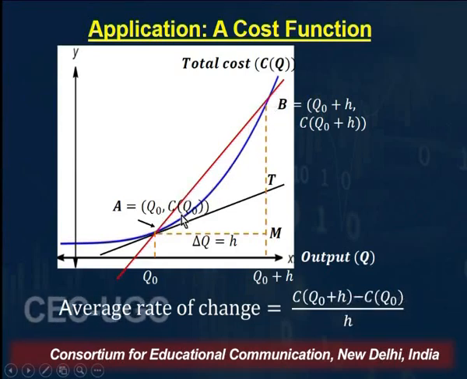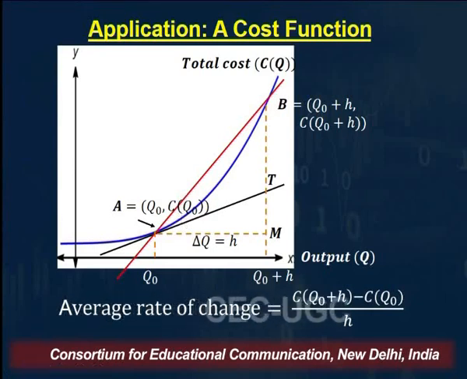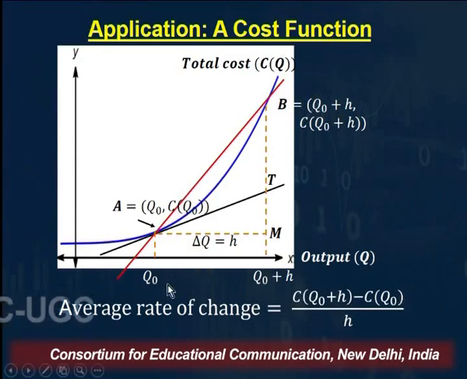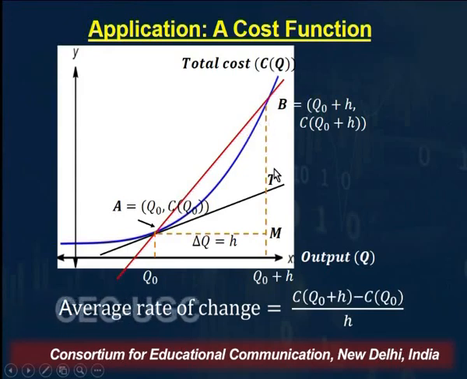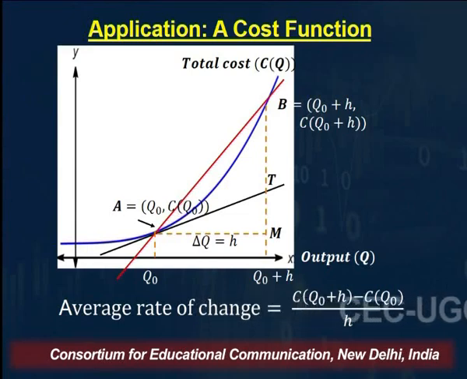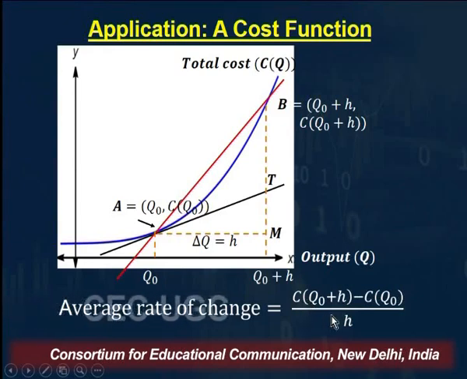This then gives us the average rate of change, which tells us how the cost changes as the quantity produced increases from Q naught to Q naught plus H. By the way, if you notice here, this is also nothing but the ratio BM divided by AM, that is your average rate of change. And this we can develop further to develop the idea of the instantaneous rate of change, which will be nothing but the limit as H tends to 0 of this particular difference quotient.